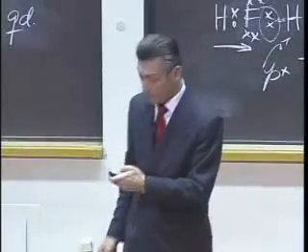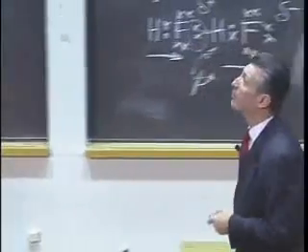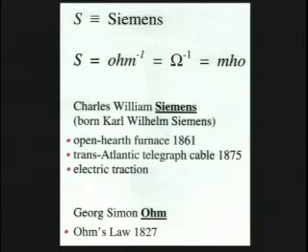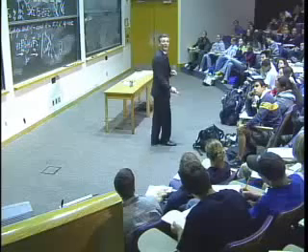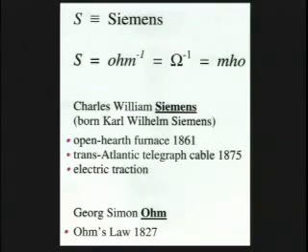So let's take a look at a few things before we leave. Oh, the unit of conductivity is the Siemens, named after Charles William Siemens, who was quite an inventor. He was born in Germany but spent most of his life in the UK. He gave us the open hearth furnace, which dominated steel making for a century, laid the first transatlantic telegraph cable in 1875, and something dear to my heart, was an early proponent of electric traction for automobiles.